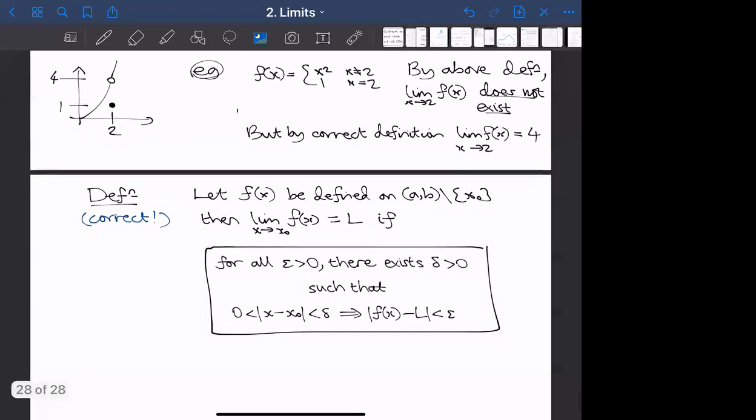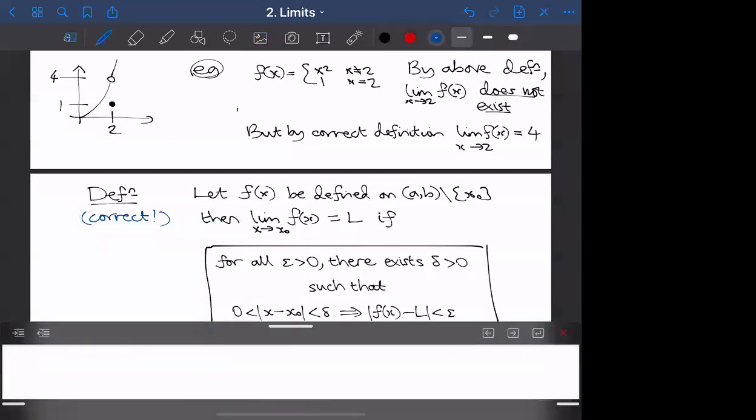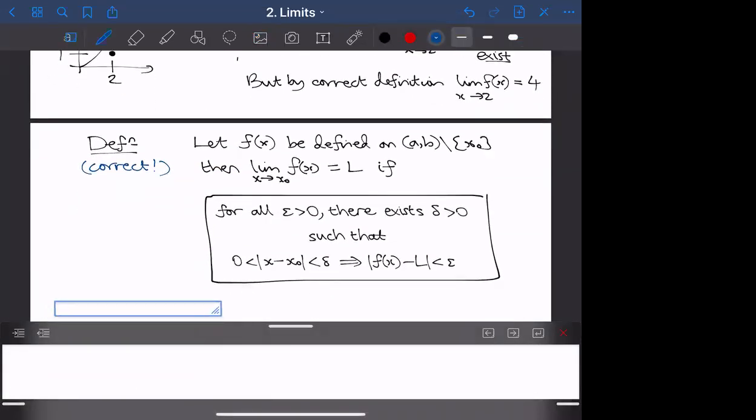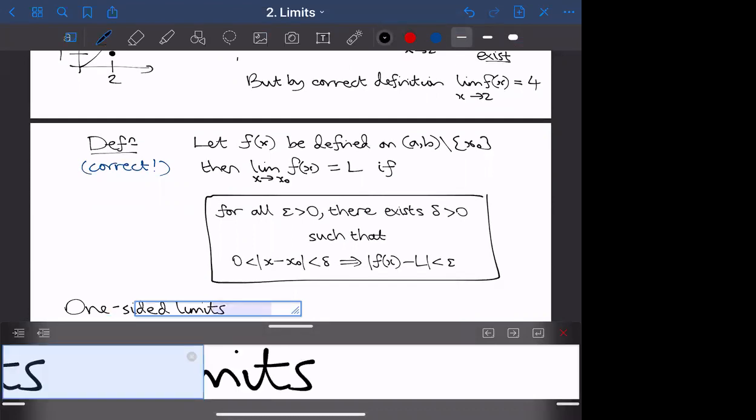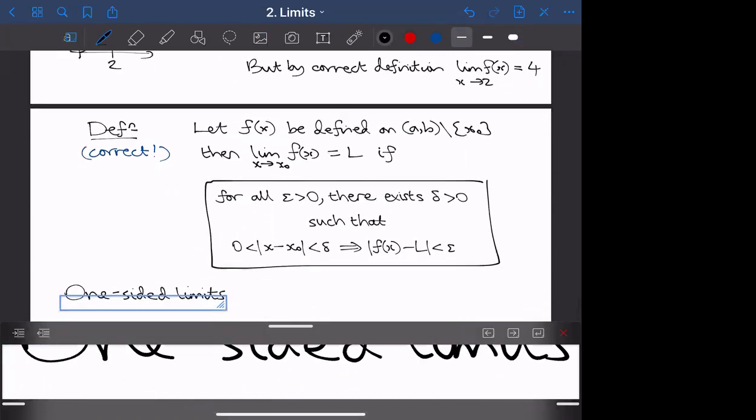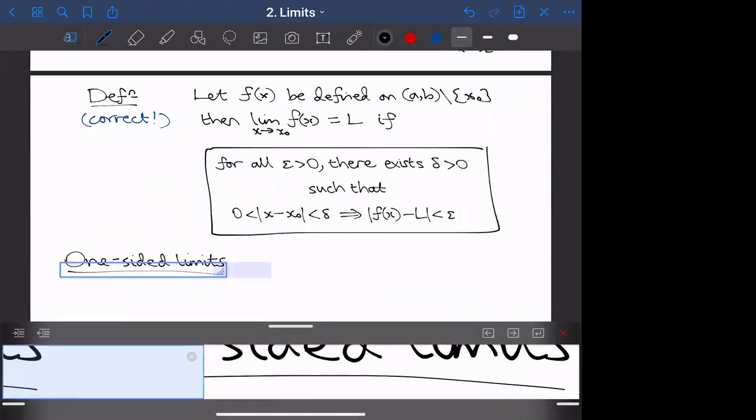So after that, let's talk about a very useful idea, one-sided limits. And these are very helpful to allow us to better understand when a limit exists or not.